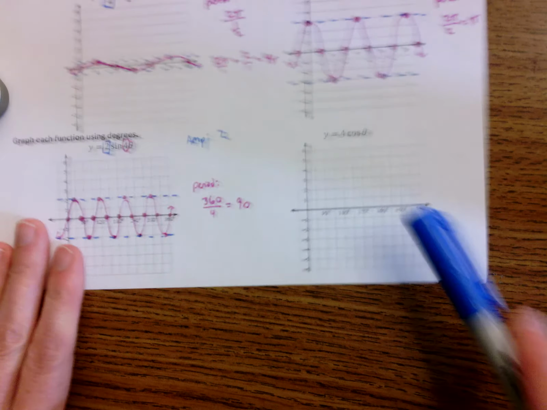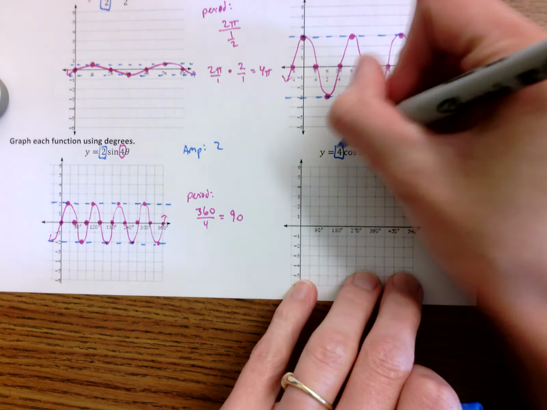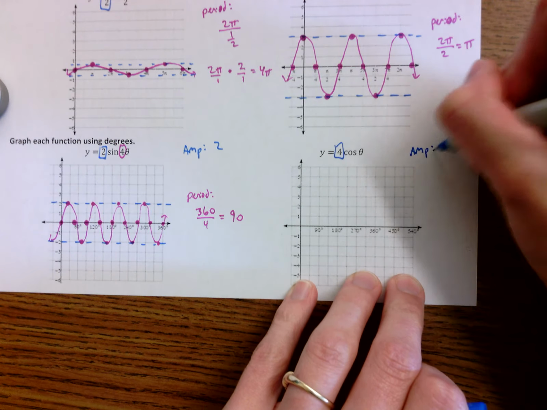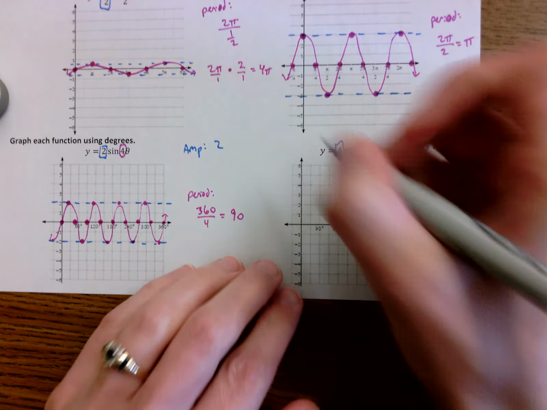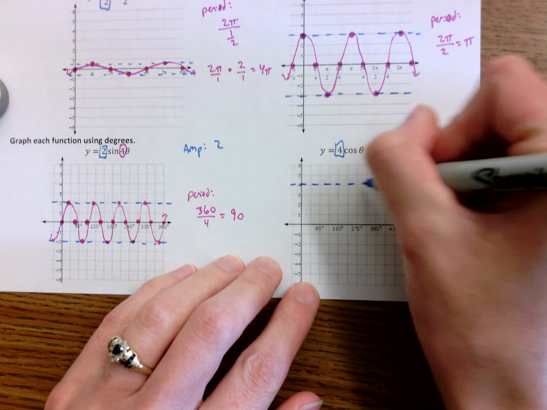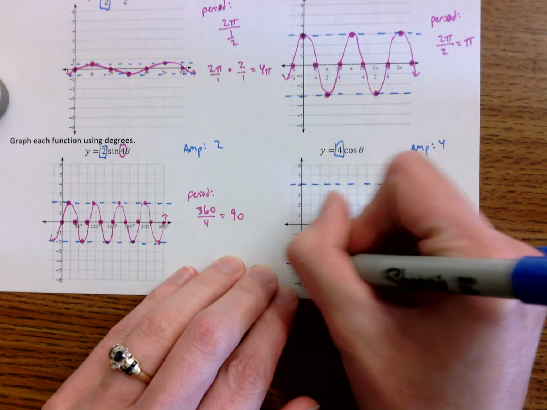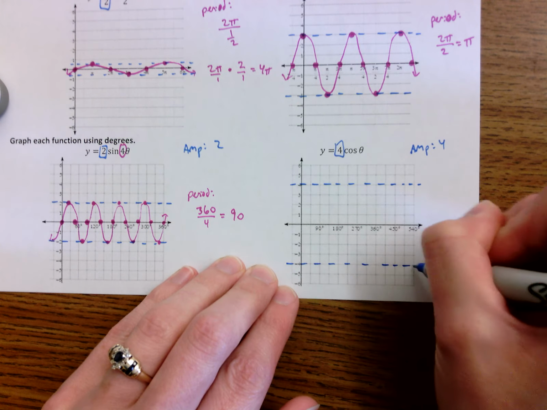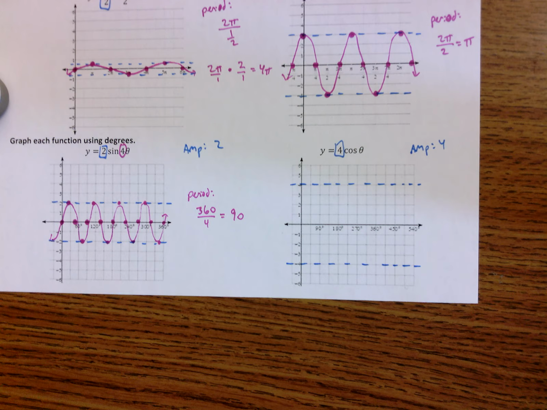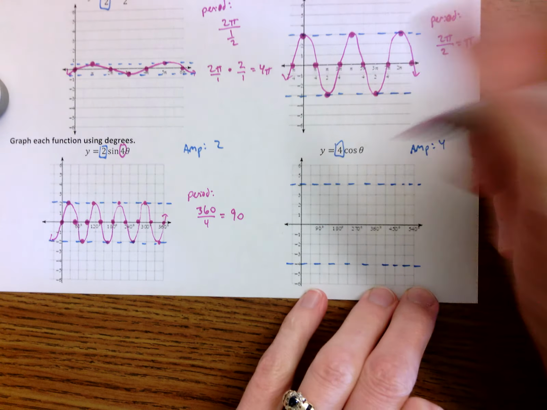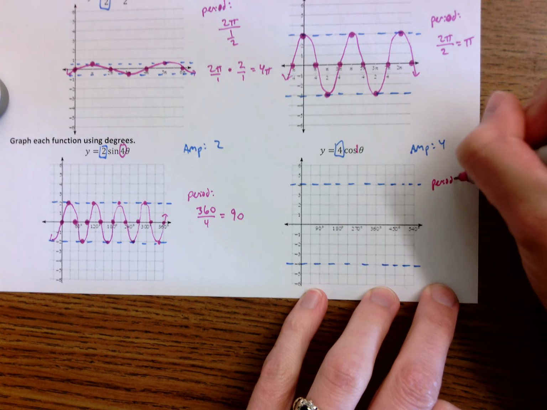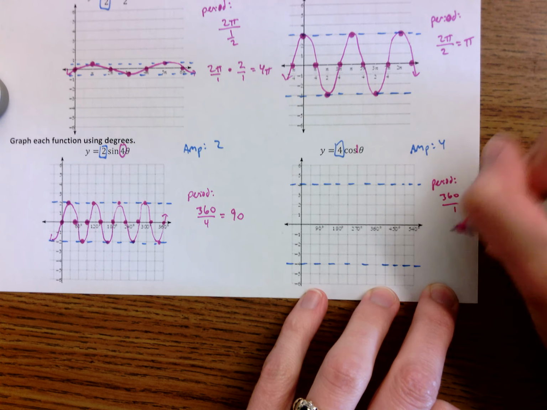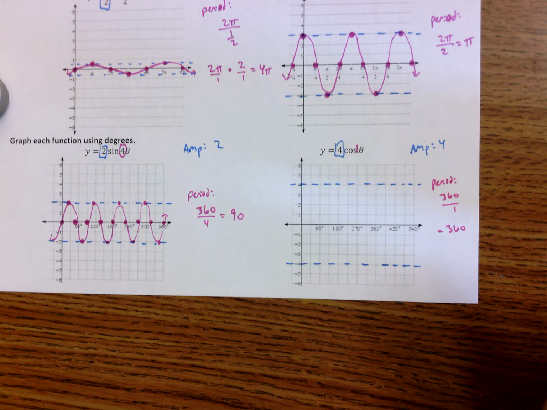All right, so then our last one here. This number in front, that's my amplitude. So my amplitude's 4. So I'm going 4 above and 4 below my midline. So here's 4 above my midline. Here's 4 below my midline. And then for my period, I'm looking for this number that's in front of theta. There's an invisible 1 there. So my period is just going to be 360 divided by 1, or 360.